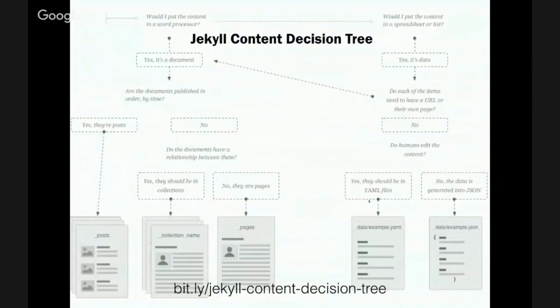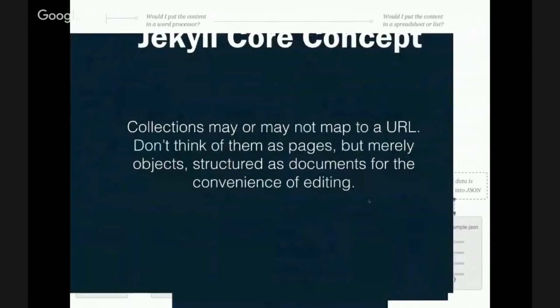Documents should be grouped together as collections if they share similar attributes like fields or layouts or their subject matter. Or if not, they can be left as pages or posts if they are date-based or blog-like. Think again about our users. What's the easiest way for them to understand and get content in? This decision tree, which is available at the link on the bottom, takes you through the decision process. The most important thing is that you have a lot of choices.